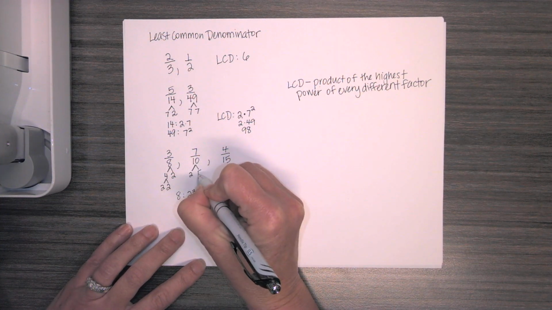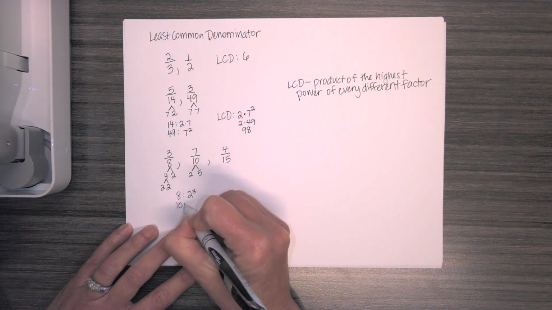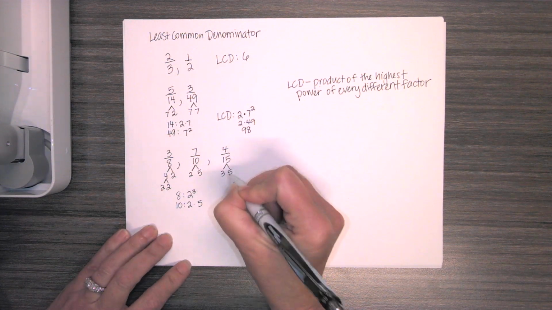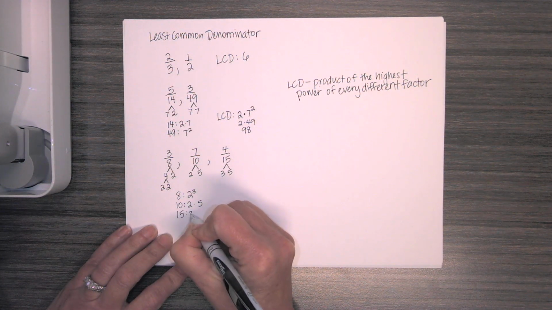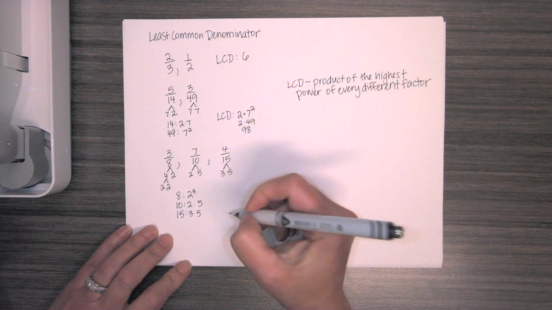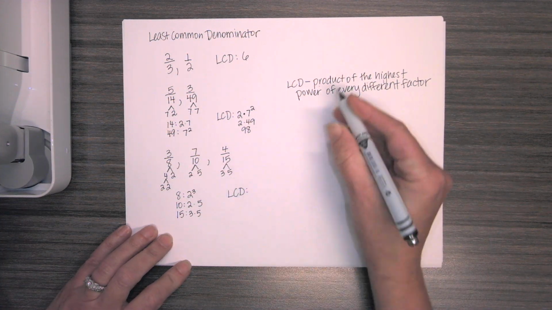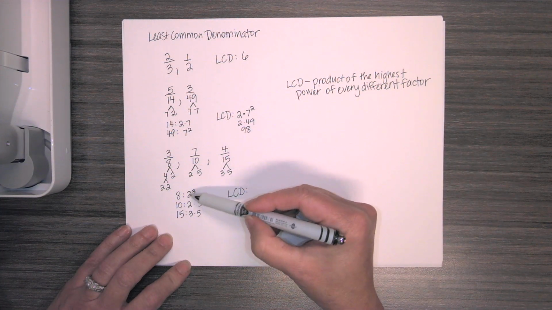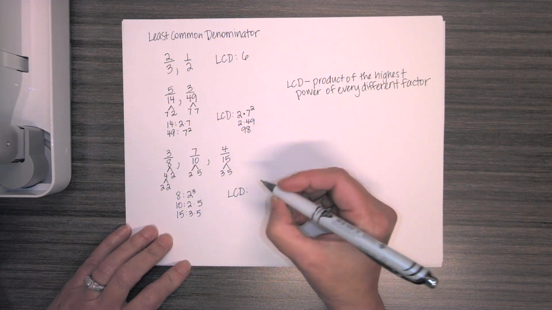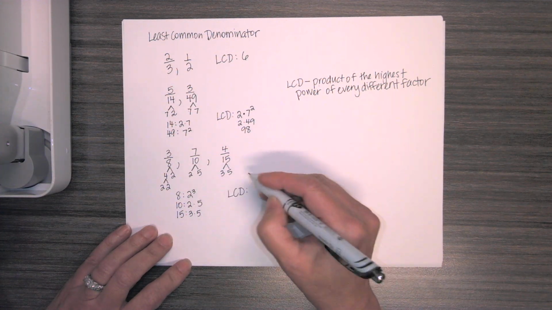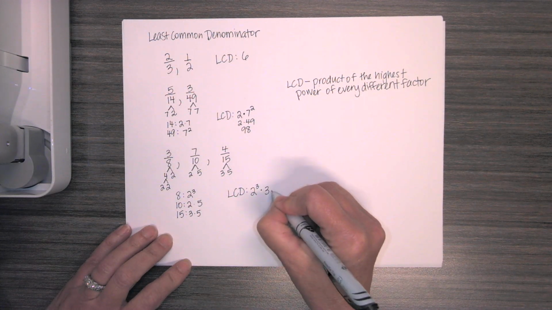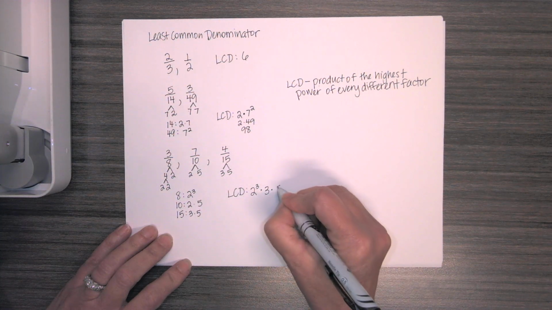10 can be broken down to 2 times 5. Those are both prime numbers, so that'll be 2 times 5. And 15 can be broken down to 3 times 5, and those are both prime numbers. So we'll write that down here. Now, my least common denominator, again, will be the product of the highest power of every different factor. So you see in our list of factors for each denominator, we have 2's, we have 3's, and we have 5's. The highest power of 2 that I see is 2 to the third power. The highest power of 3 that I see is just a 3. And the highest power of 5 that I see is just a 5.